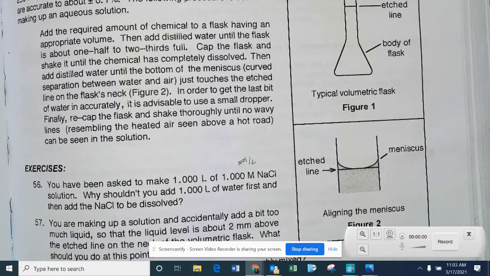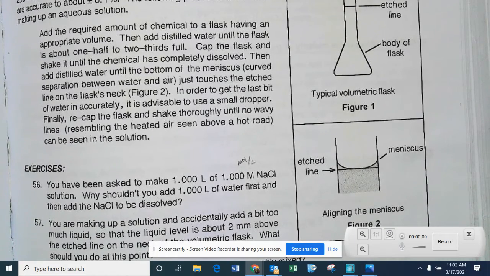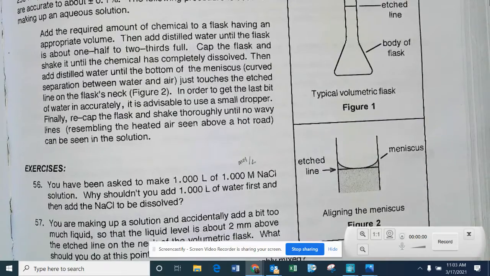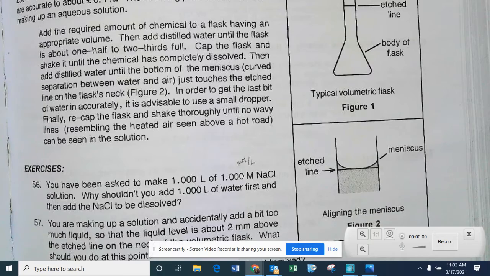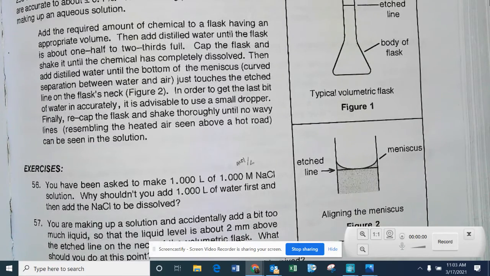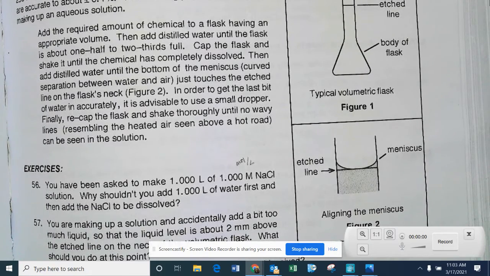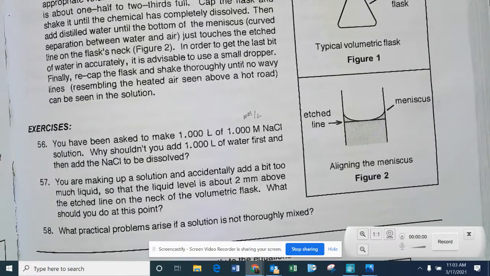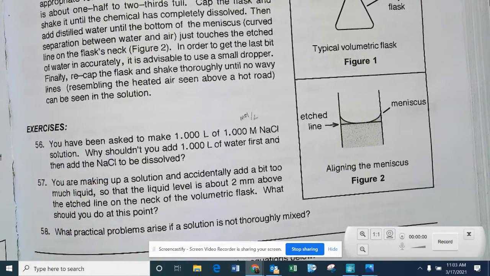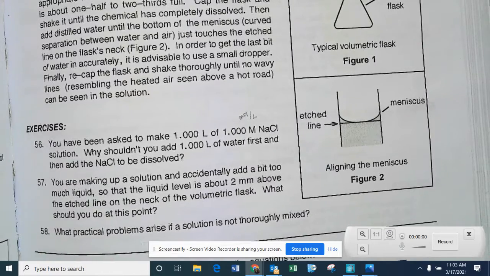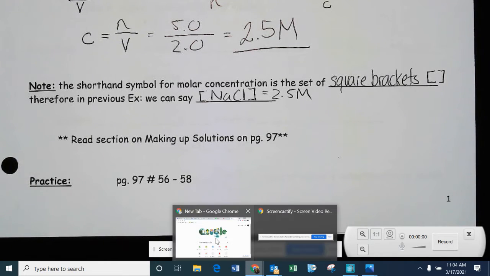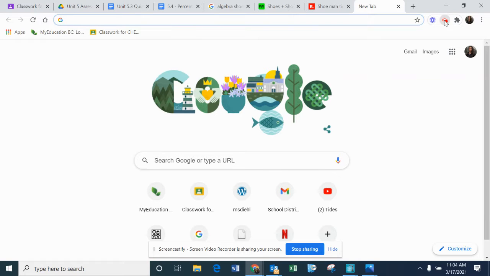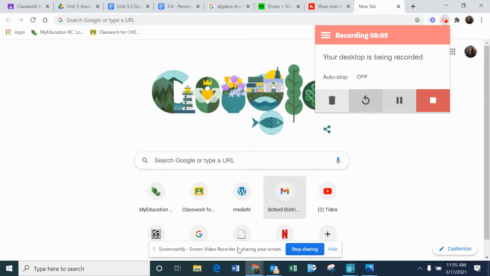Okay, so I want you guys to look at these 3 questions and try to think of answers for them. So you can write them down or you can just think about them in your head, but have a look at page 97, questions 56 to 58, and think about those for a minute. About the answers to those.